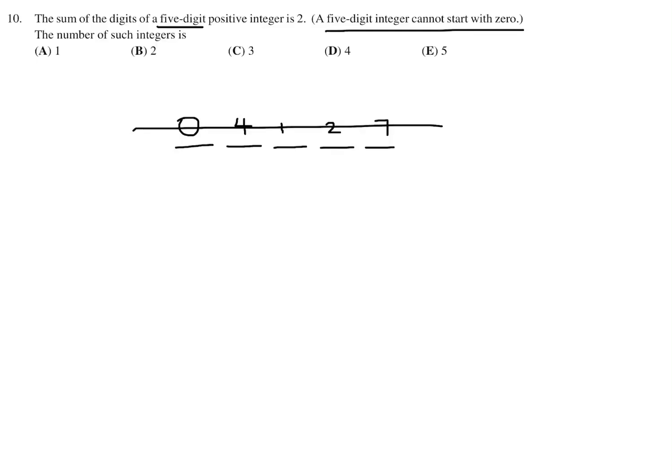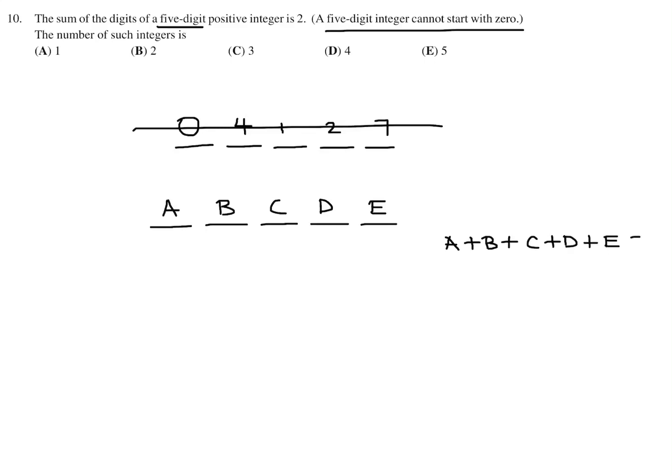So this is not possible. So what they're saying is you've got a 5-digit positive integer, and the digits, whatever they are, A, B, C, D, E, if you add them, they will total 2. Like that. So is this even possible? It doesn't seem like this can be likely.